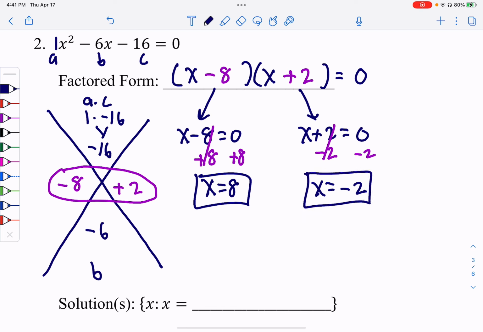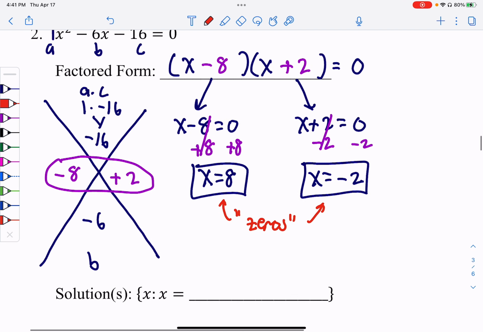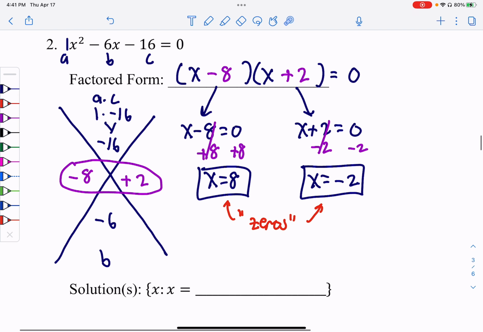And again, those are called the zeros. So 8 is a zero, right? Because those are the solutions when your equation is equal to 0. So we call them zeros. So our two zeros are negative 2, comma 8. So our two solutions, two x-intercepts if we're graphing it, two zeros, are negative 2 and 8.